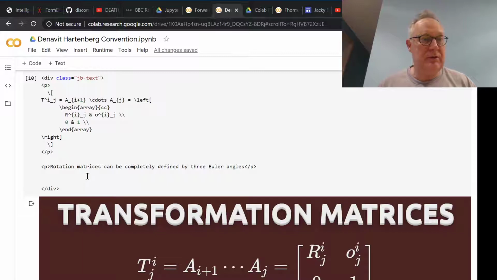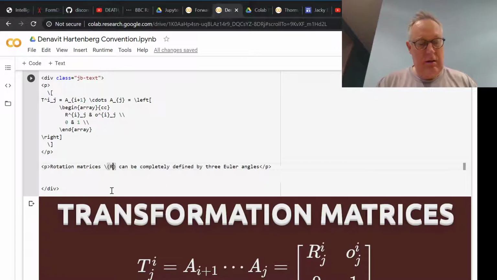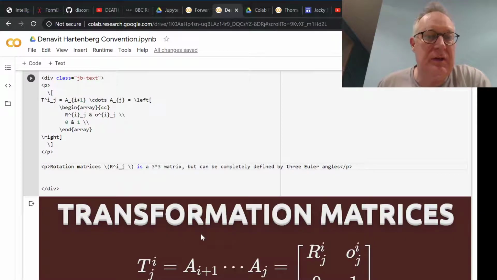Now the rotation matrix R from i to j is a 3x3 matrix, but because it's a rotation matrix, it only measures the rotation with respect to each axis. So that means I can actually define it completely by 3 Euler angles.